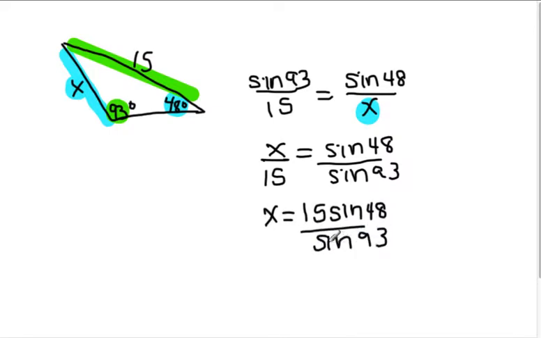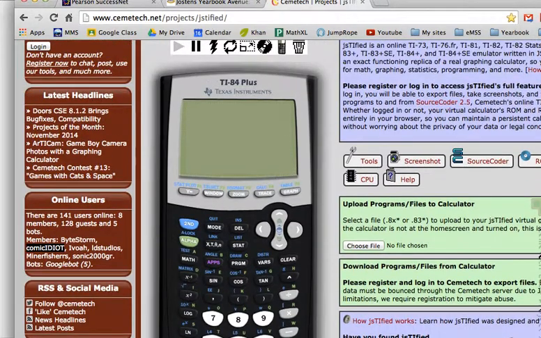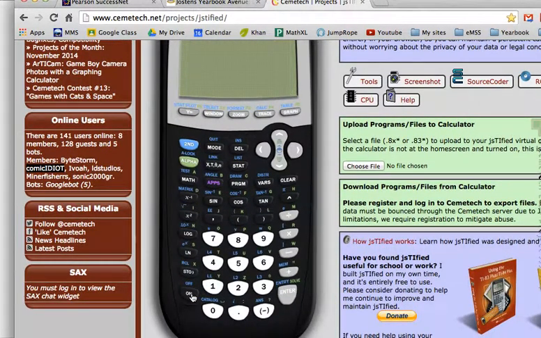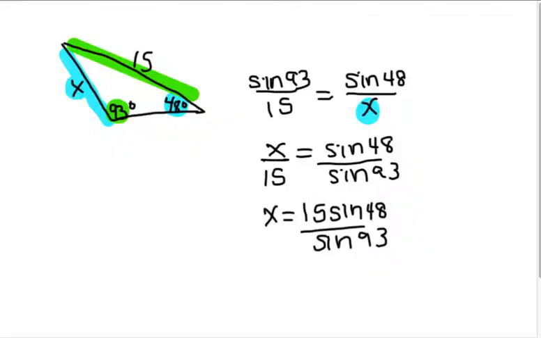Okay, so now if I plug that into a calculator, I have a graphing calculator right here. So if I plug that in, the 15 times the sine of 48 is that, and I'm going to divide that answer by the sine of 93. Okay, and you get 11.16 or 11.2. Okay, so I'm going to say that x is approximately 11.2.